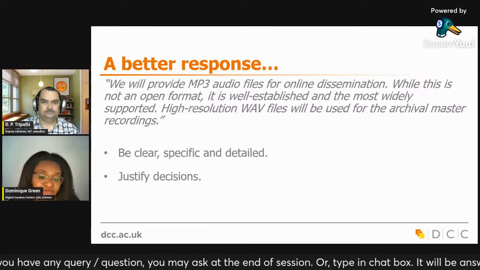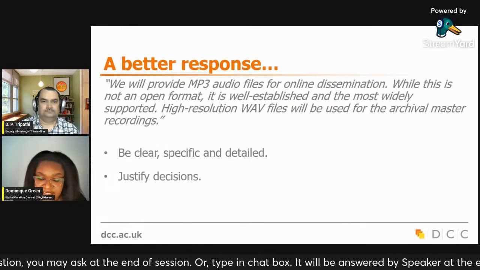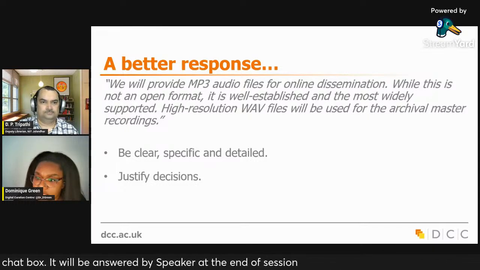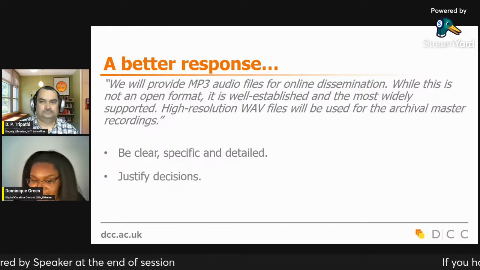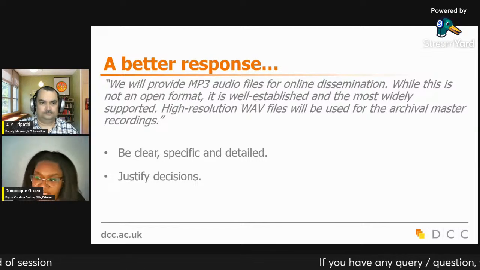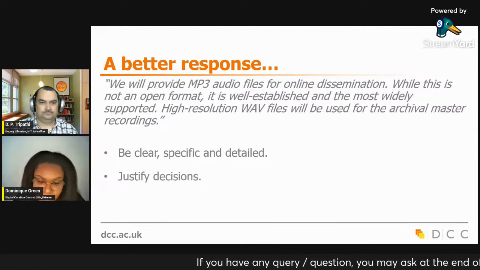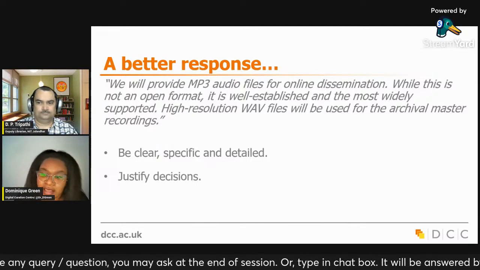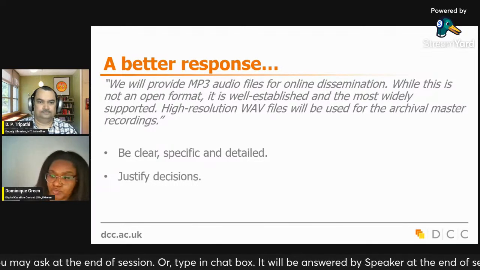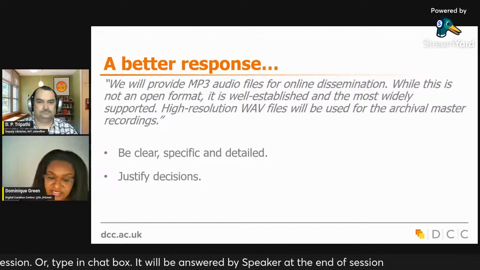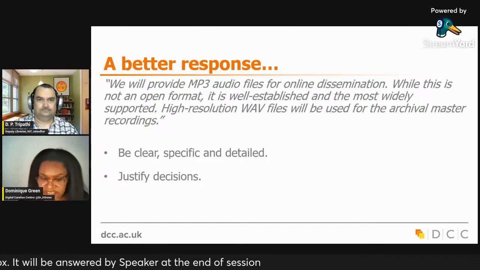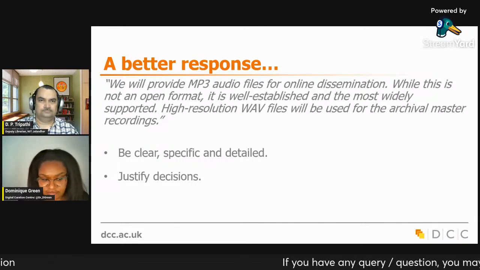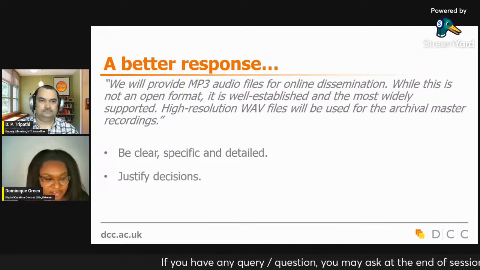For one thing, an actual file format is being stated, the MP3 audio files. They also recognize that this one isn't an open file format, but there's justification as to why they use it, because it's well established and widely supported, and that they will save the open format of the audio files for the archives, which I think is really good. They justify their decisions. They're really clear, specific and detailed about what they will do during the archival phase or the preservation phase of the project.